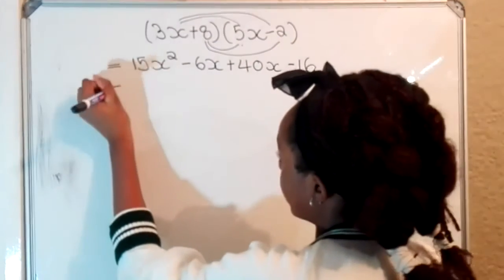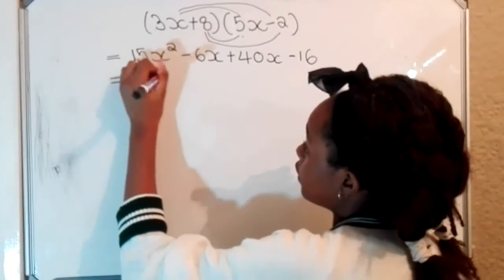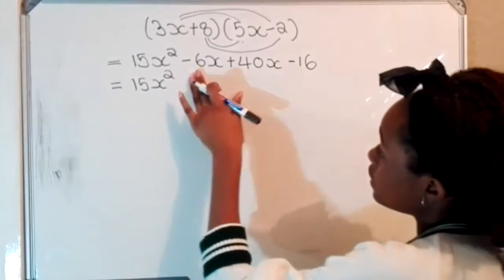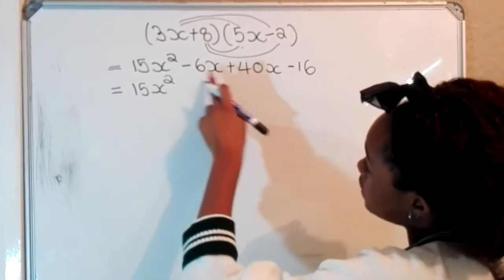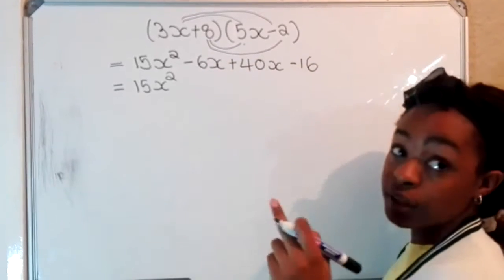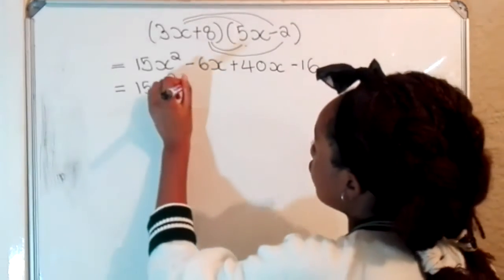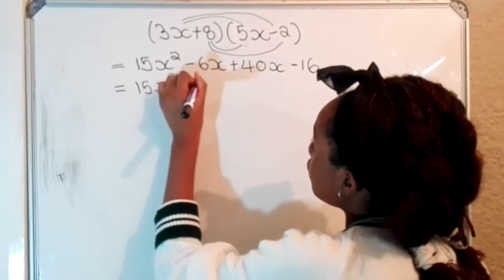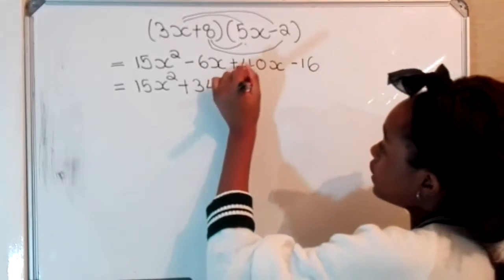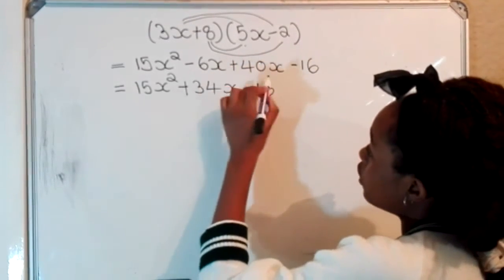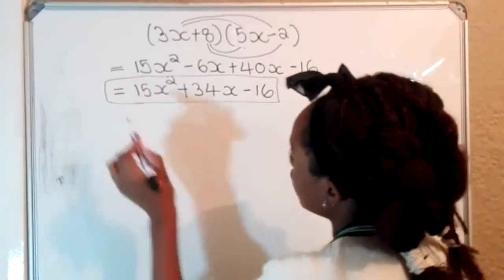We're not done. We have like terms. So 15x squared will stay because it doesn't have a partner. And minus 6x and plus 40x are like terms, so we can add or subtract the like terms. Minus 6 plus 40 gives you an answer of plus 34x. And we have minus 16. So this is our final answer because we do not have like terms.